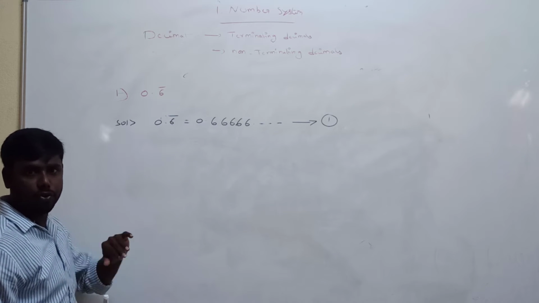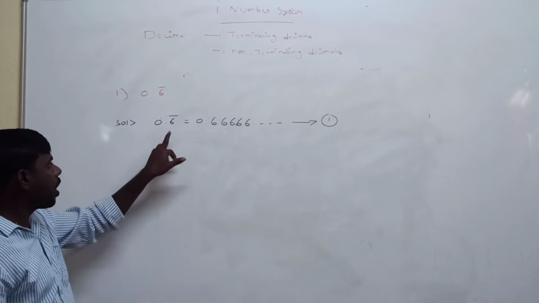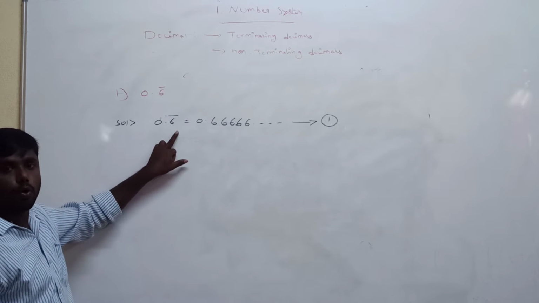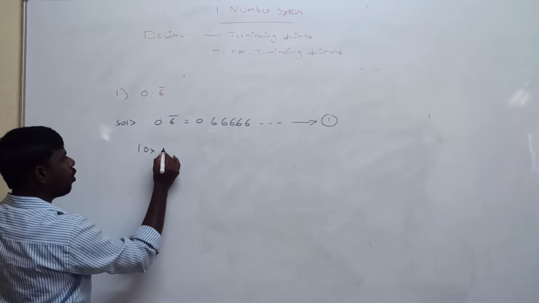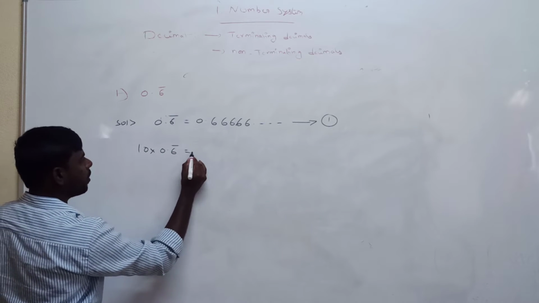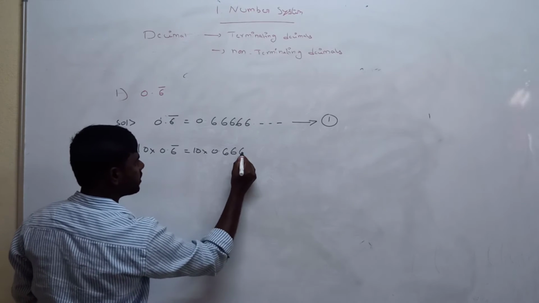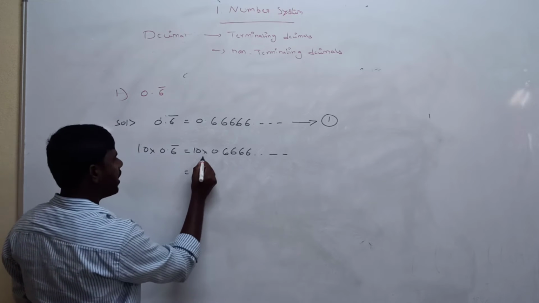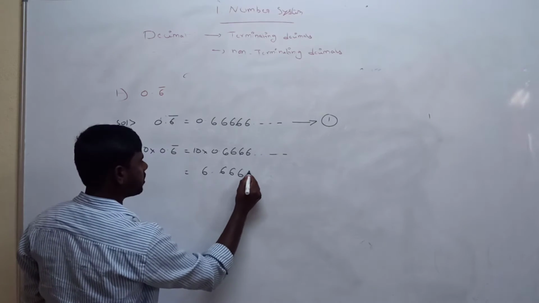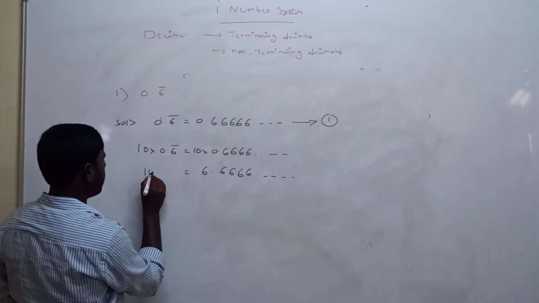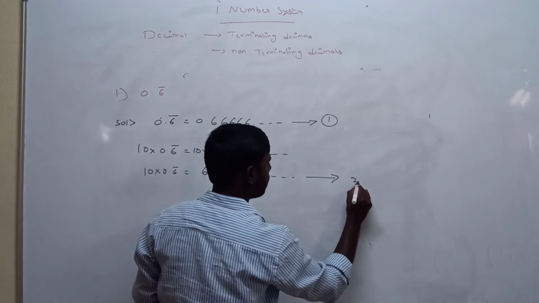Here, one number after the decimal is there, as we discussed in the earlier questions. If one number after the decimal is there, you multiply with 10. So multiply with 10: 10 into 0.6 bar, the value is 0.666, so the product 10 into 0.666 is 6.666 and so on. Consider this equation number 2.